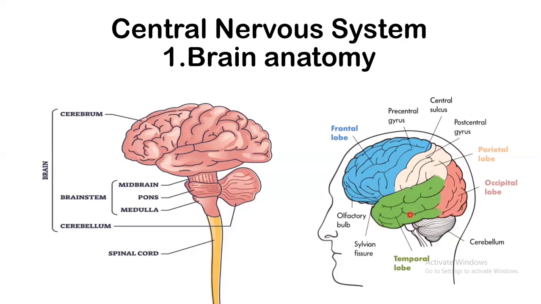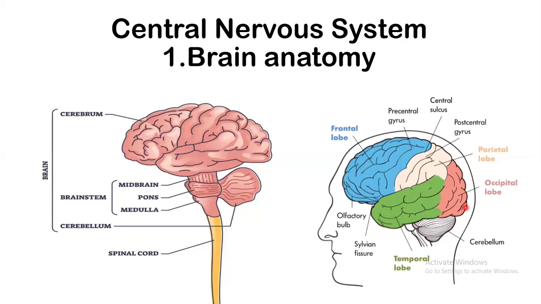Then the greenish part is the temporal lobe. Here it's helpful for hearing and auditory processing. Further, there is a specialized area present in the temporal lobe called Wernicke's area. It's helpful for memory and language comprehension. Here, this is the occipital lobe, the pinkish part. It's helpful for vision processing, mostly related to color, shape, and motion.